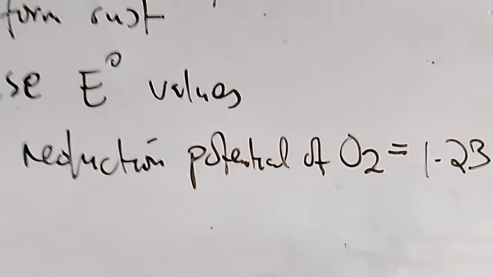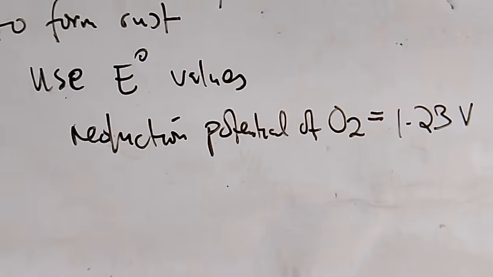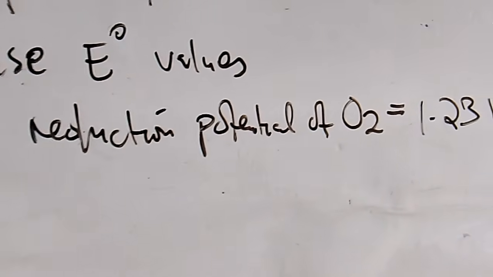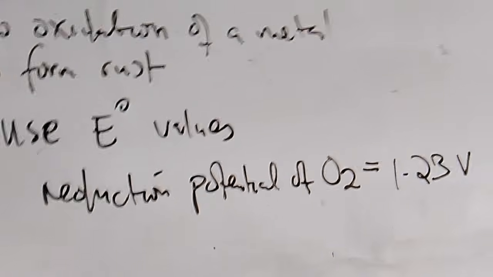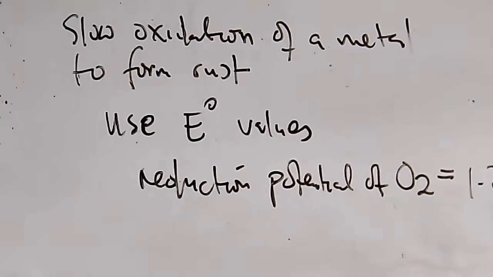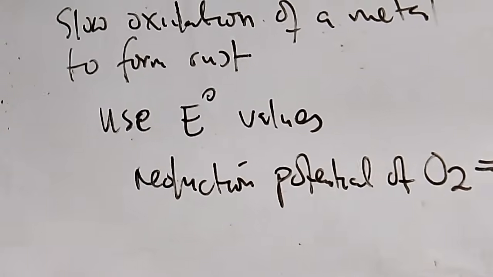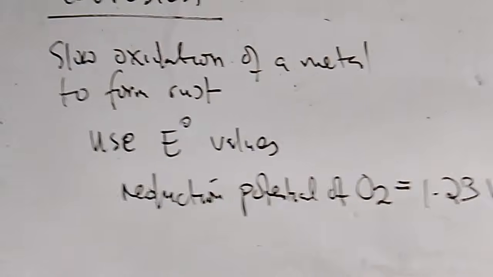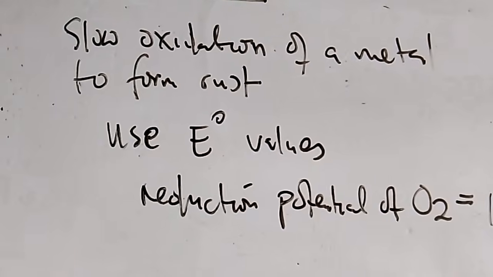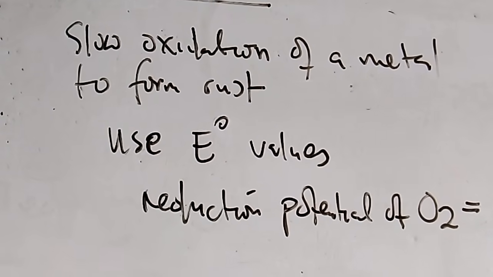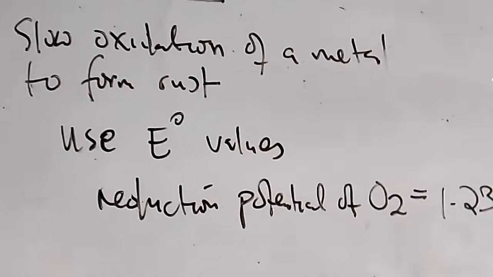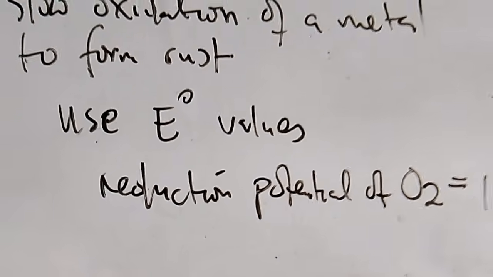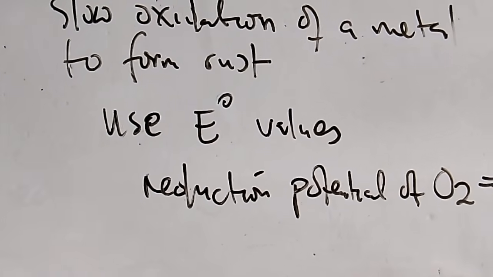1.23 volts. This is the standard reduction potential for oxygen. Okay, so now all metals that have a standard potential lower than that of oxygen will undergo corrosion. Okay, so for example, let's compare the standard reduction potentials of some metals.